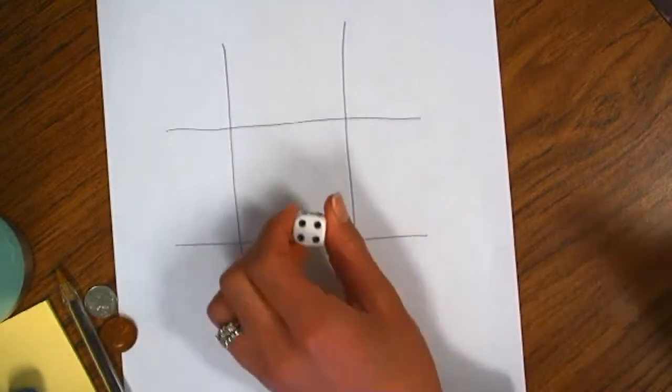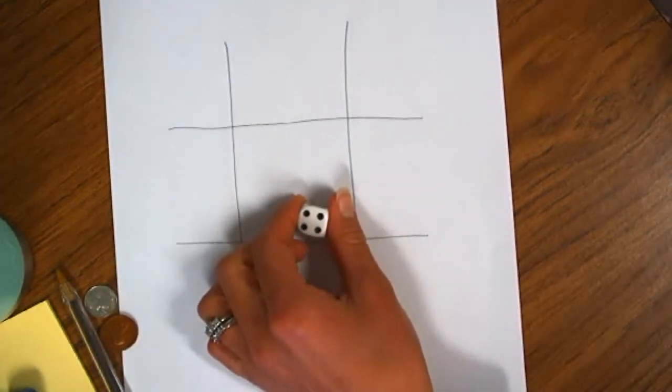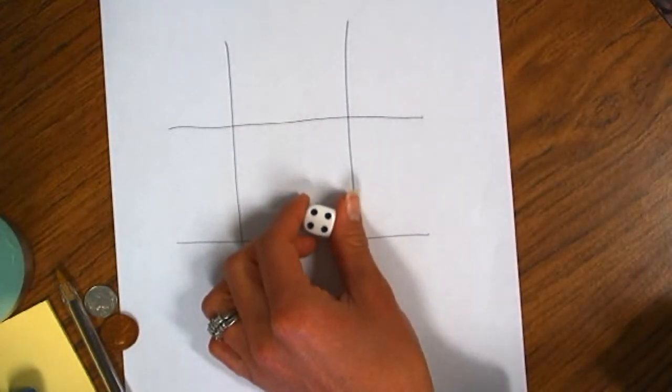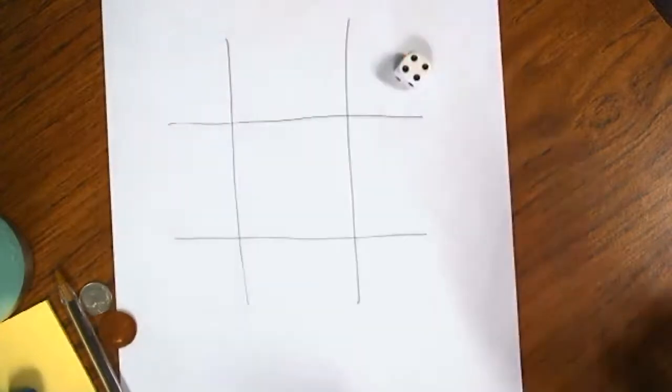Okay, so we're going to go ahead and get started. Sophia, what color would you like to be? I guess I'll be orange. Okay, Sophia's going to be orange. I'm going to be green. Okay, so I'm going to let Sophia go ahead and roll the dice first.